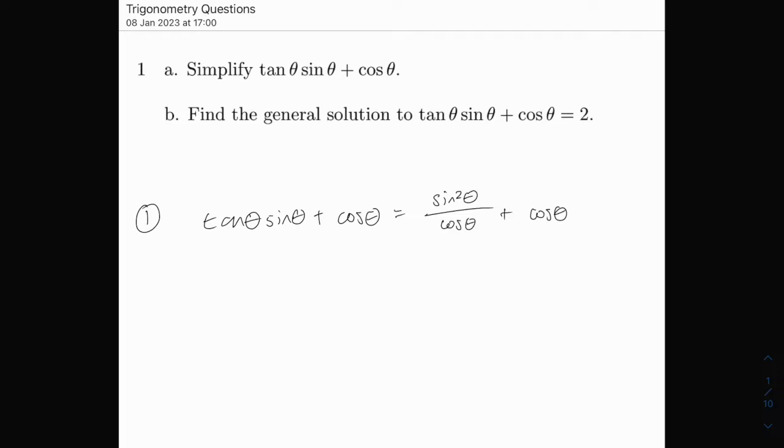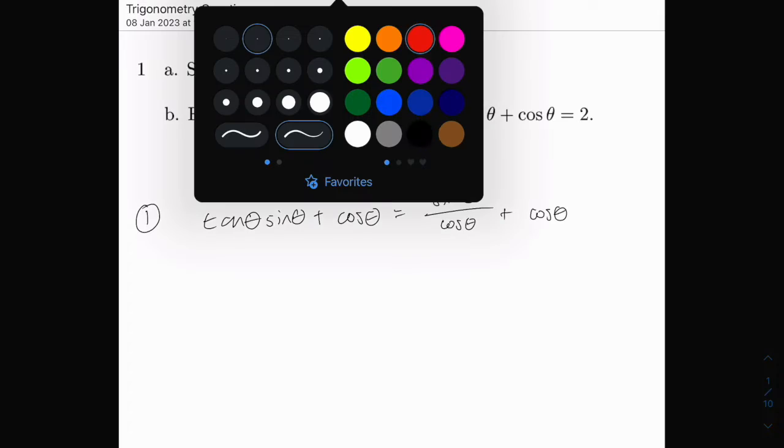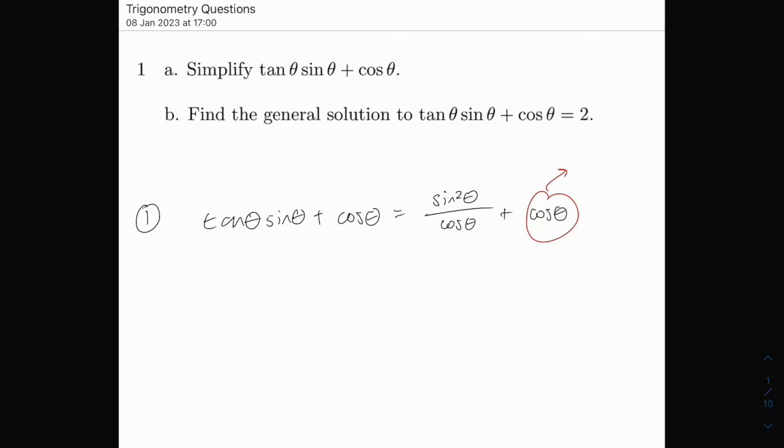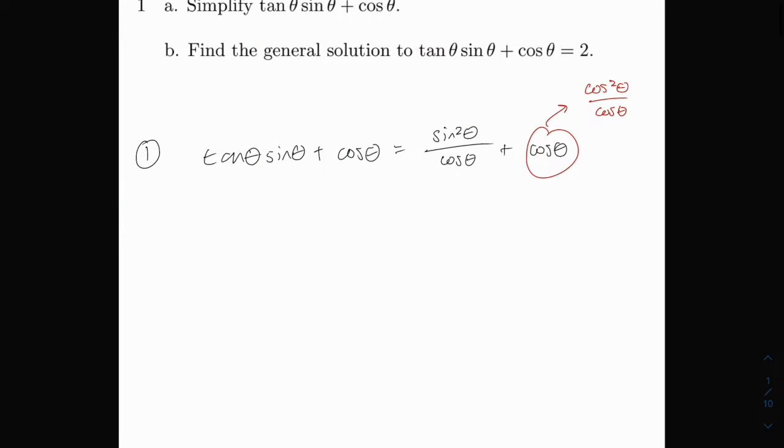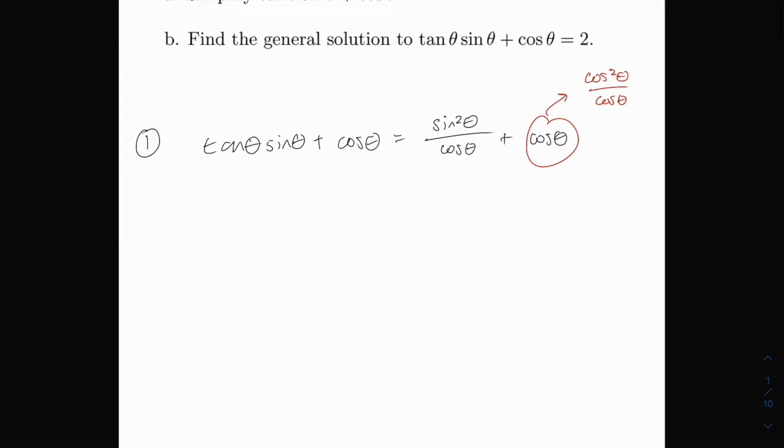Well, let's think about it, right? What is cos theta, really? What can we say this is? We can say this is cos squared theta over cos theta, right? Because you cancel that out. So, from here we can say, okay, fine, we've got sine squared theta over cos theta, alright? And then what we're going to do is add cos squared theta over cos theta. And what's that going to equal?